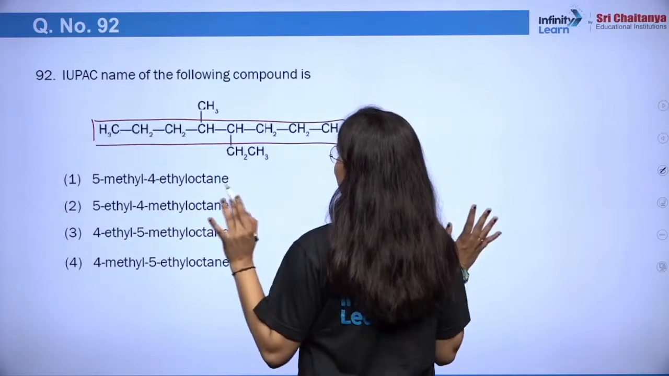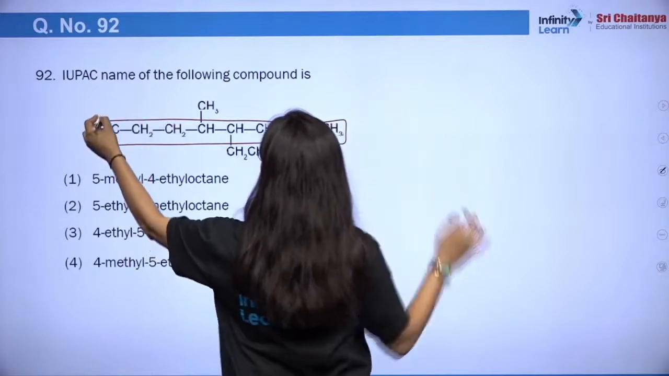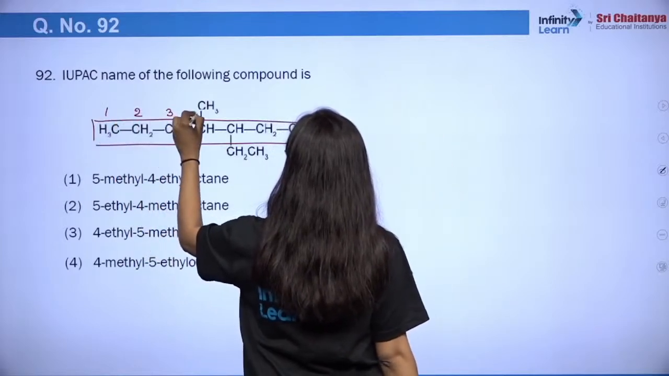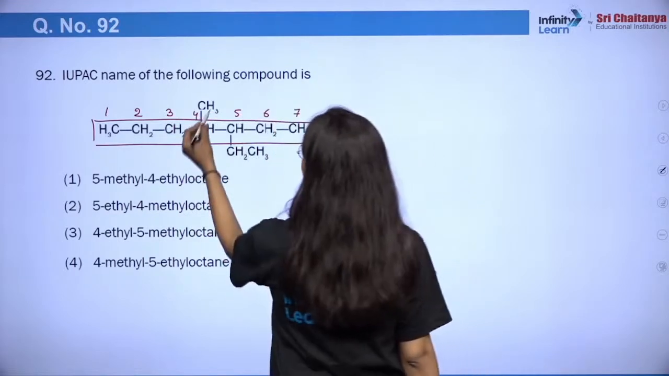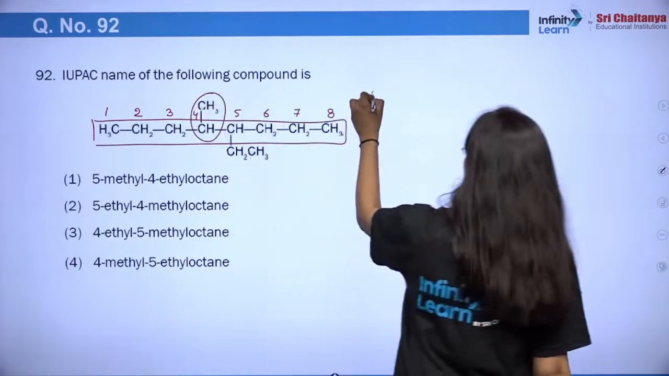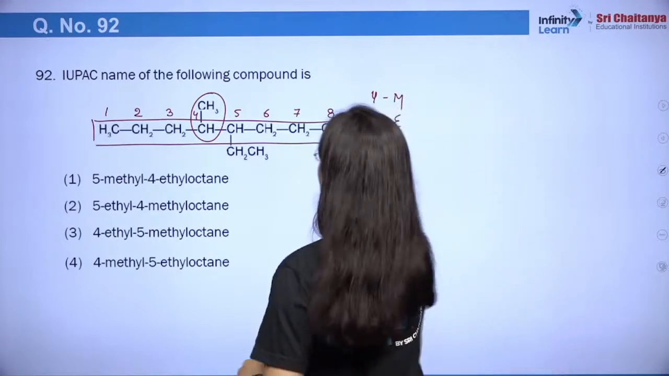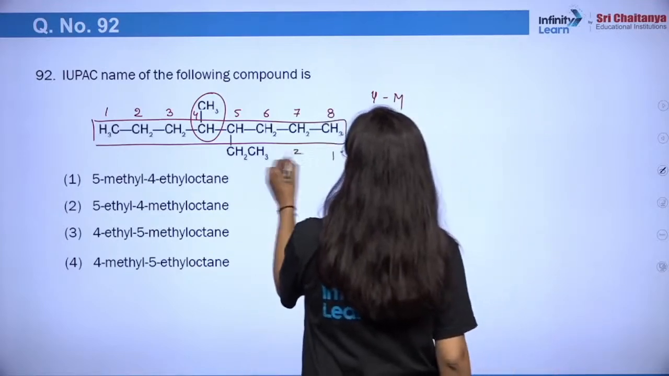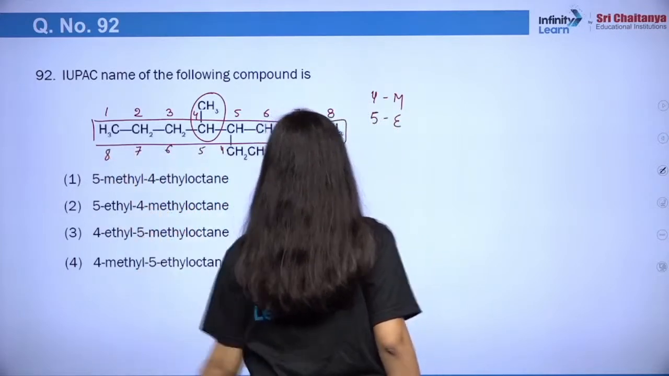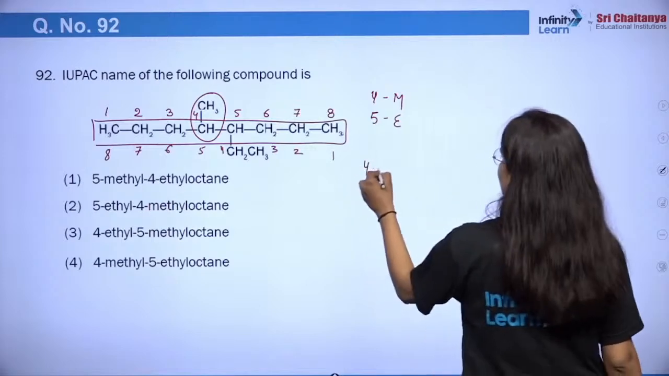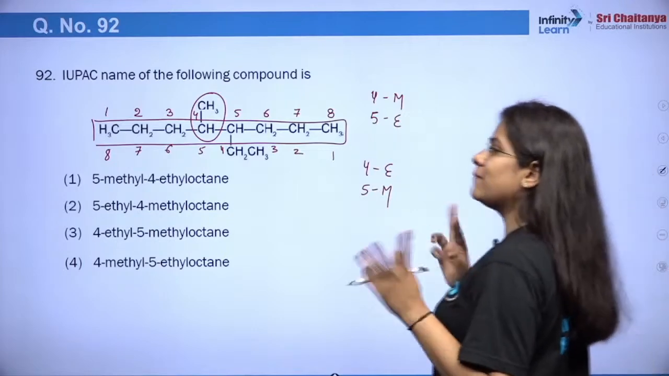Now we have to give the numbering. We can start numbering from this side or this side. So I'll do both. 1, 2, 3, 4, 5, 6, 7 and 8. So what are the substituents at what position? 4 and 5. 4 methyl and 5 ethyl. Now if I start numbering from here, what will happen? 1, 2, 3, 4, 5, 6, 7, 8. So from this numbering I can say 4 for ethyl and 5 for methyl. Both the cases we are getting same number, right?